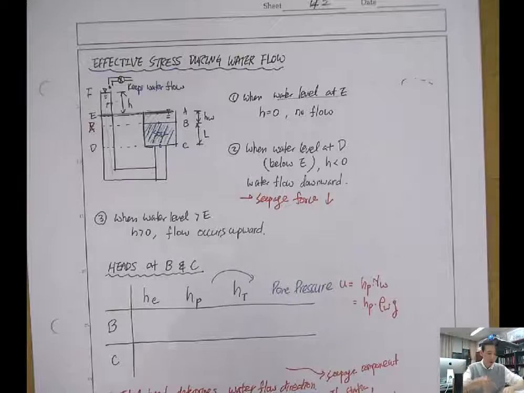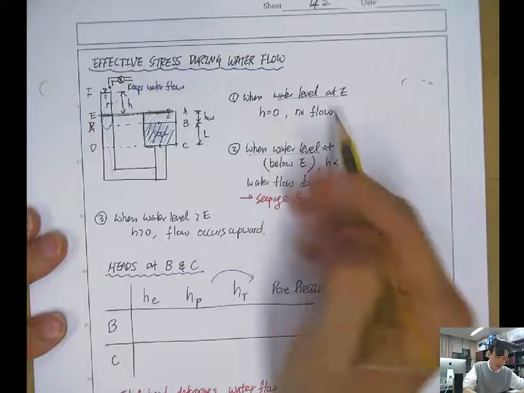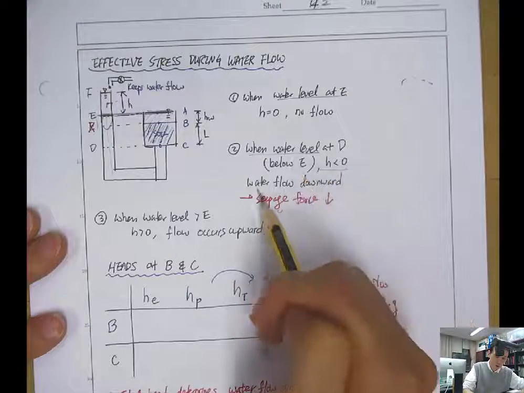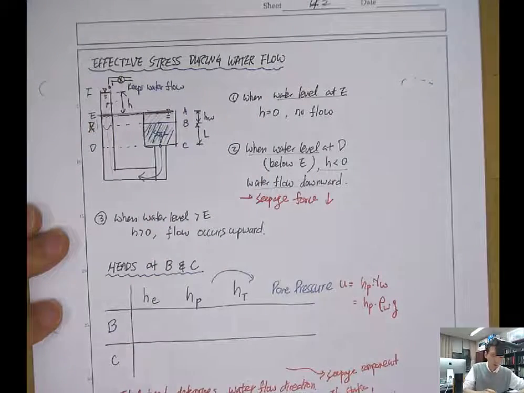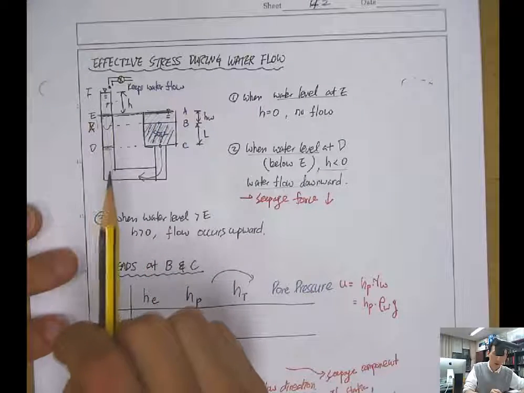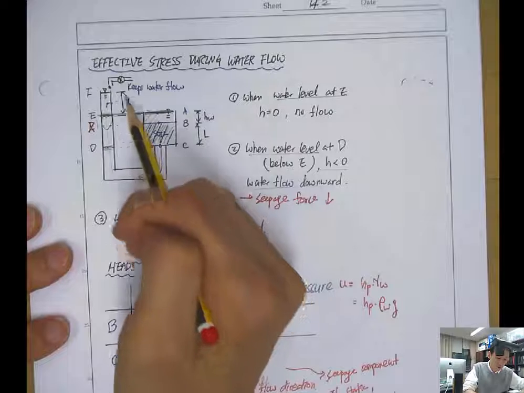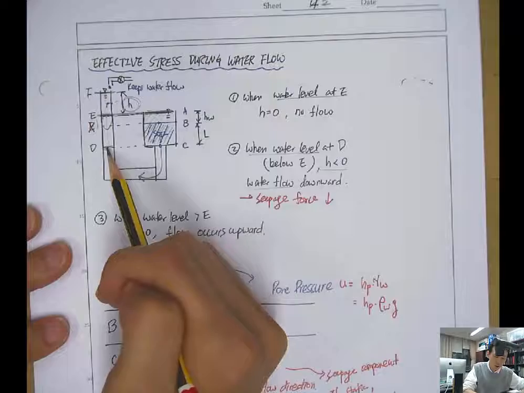If you lower this one, so that the water level becomes lower than E, then water will flow this way, because the water level is lower at the outlet. So this becomes the outlet and this becomes the inlet. When you think about the head difference between here and here, H becomes negative.